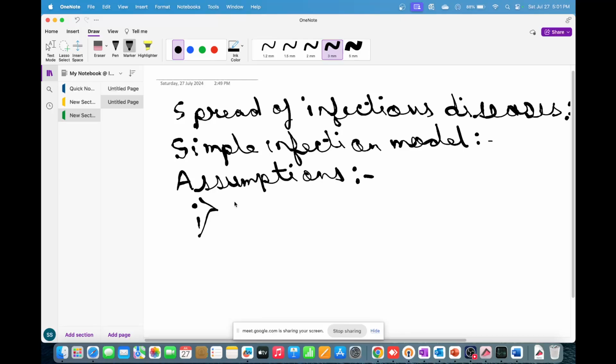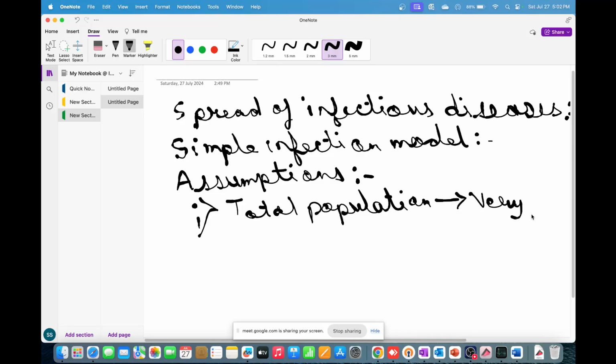The first assumption is that the total population is very large. Another form of this assumption is that the system we are trying to model is very homogeneous. What we are trying to say is the population is very large, and it doesn't matter where and when the people are getting infected.